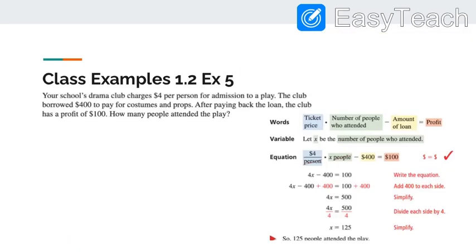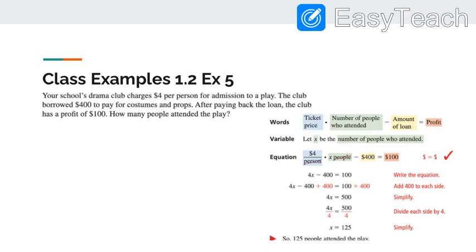Alright, one last problem to look over, and then we'll jump into the last part. Again, this problem is already done for us, so we're just reading over it and seeing how the correct one is done. This one says your school's drama club charges $4 per admission for people to come to a play. The club had to borrow $400 to pay for the costumes and the props. After paying back the loan, the club has a profit of $100. How many people attended the play? We know the ticket price was stated as being 4. So we said, alright, this is $4 per person times the number of people minus the $400 we had to take out to pay for everything, meaning we are left over with the profit here.